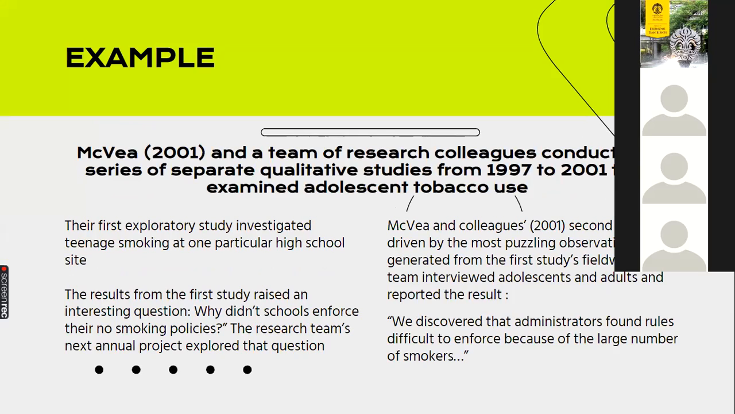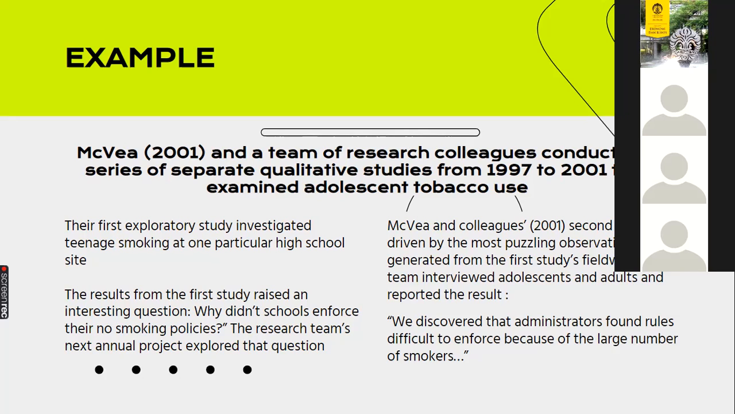Let's take a look at an example. McPhee in 2001 and a team of research colleagues conducted a series of separate qualitative studies from 1997 to 2001 that examined adolescent tobacco use. The first exploratory study in 1997 investigated teenage smoking at one particular high school site. The results from the first study raised an interesting question: why didn't schools enforce their no-smoking policies? The research team projected a next-year project to answer that question.